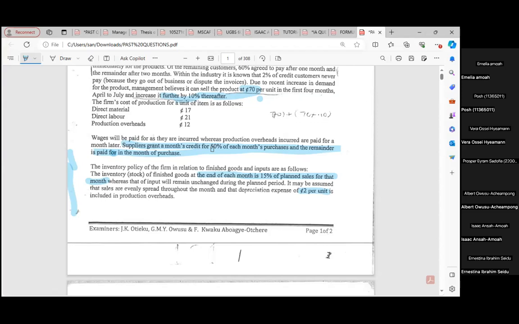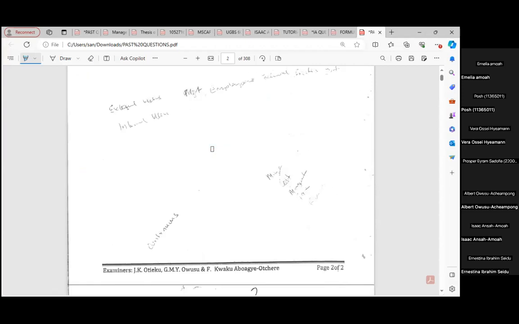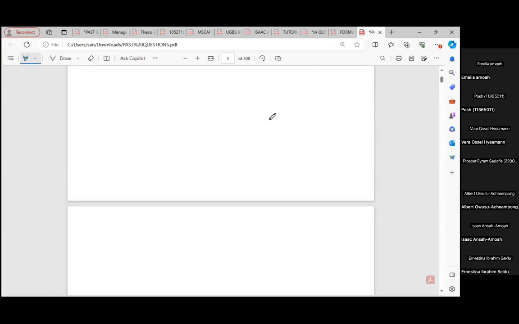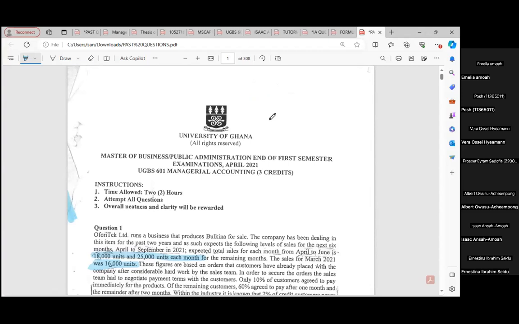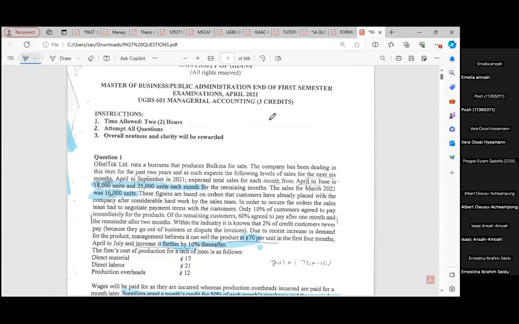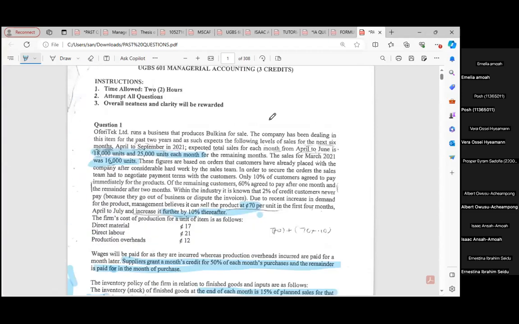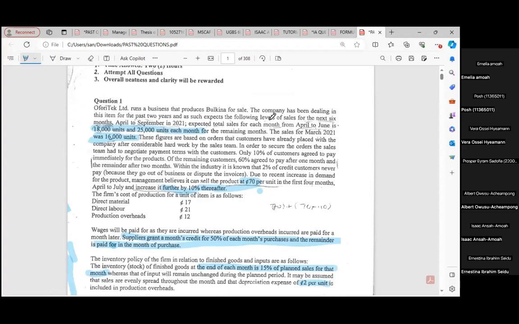He will keep quiet on it. Maybe I have to show you one. Let me quickly show you one. I want to take you somewhere. It's not showing. But if it gets to show, you can go to page 19 of your question bank. In that question, he won't tell you that the remainder is paid in the month of purchase.